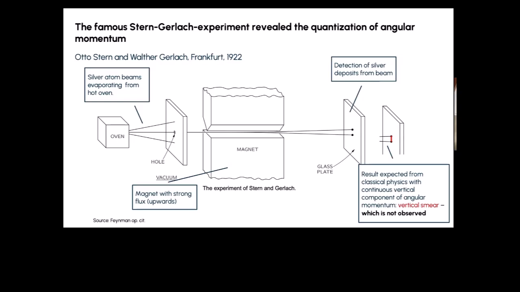So anyhow, the laws of electromagnetism allow you to build such a magnet that has a strong magnetic field upwards because of the shape of the magnet. Maxwell's equations allow you to construct this magnet. Then they had a glass plate, and the silver atoms were flying through this magnetic field. Then they detected the deposits of the silver from this beam on the glass plate.